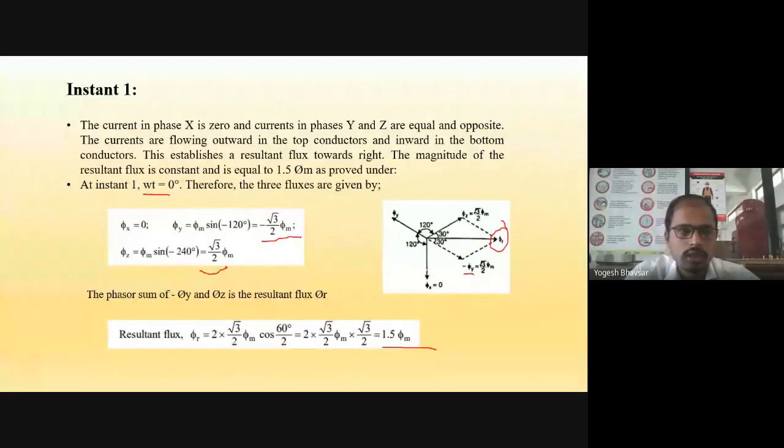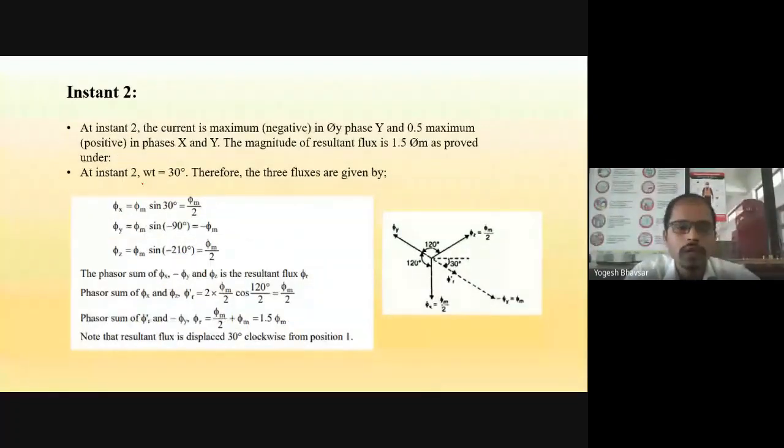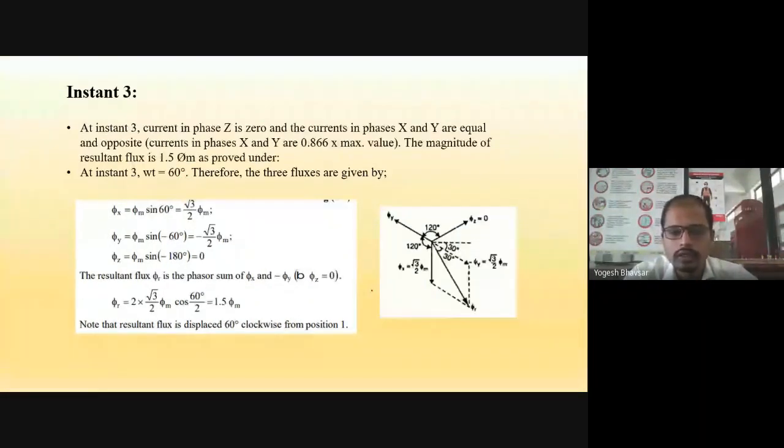At instant 2 we put omega t as 30 degrees, then after putting 30 degrees in the angle of all these three phase equations, we get the same magnitude as the previous one, 1.5 times phi m. And if we plot the phasor diagram for these three magnitudes, then we get that the resultant flux phi r is exactly on the negative axis of phase y. So this is on the y phase, rotated by 30 degrees in the clockwise direction.